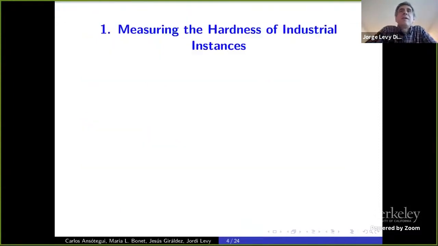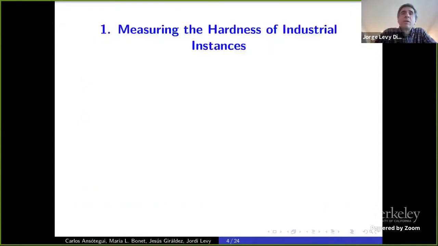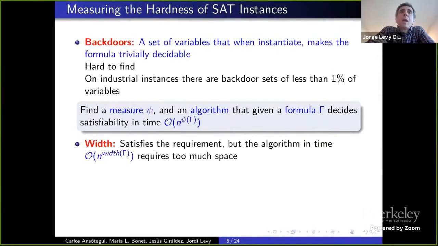So let's start with the first part of my talk, which will try to answer the first question, the characterization of how difficult a SAT instance is in practice. We know that on most industrial instances, there is a backdoor set of variables that when instantiated makes the formula trivially decidable. But the problem is that this set of backdoors is hard to find. But if you know that it is a reduced set, maybe it makes sense to try to find this set before trying to solve the formula. So it makes sense to use heuristics to decide which variables are more important to instantiate or to make decisions on them. We know that in practice, most industrial instances have a backdoor set that represents less than 1% of variables, even 1/4,000 of the variables of the problem.